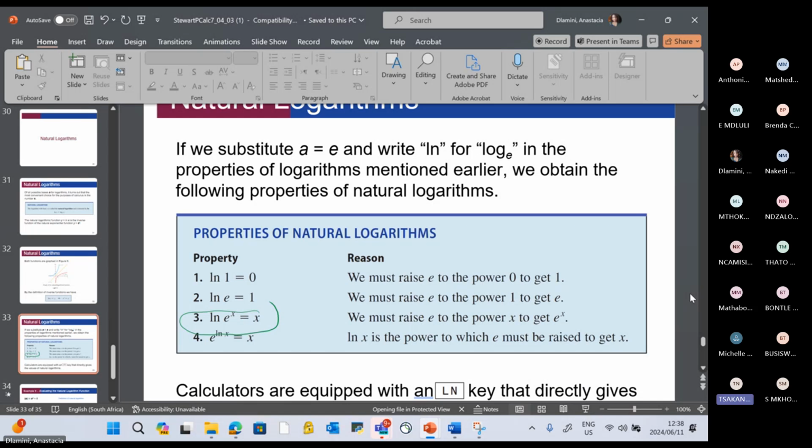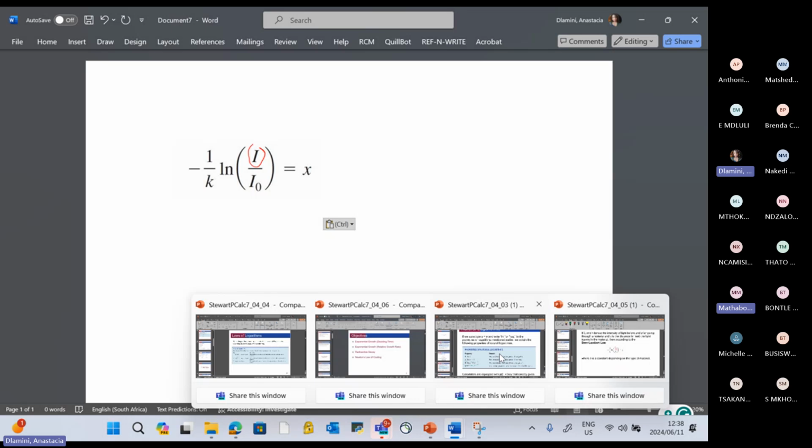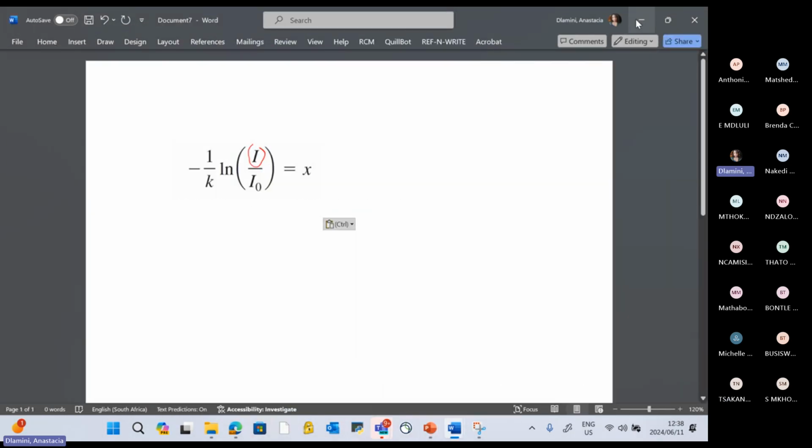Yes, ma'am. So look at this part over here. Number 4, what does number 4 say? Let's go back to number 4. It says e to the power of ln x is equal to x. So meaning e to the power of ln of x is equal to x.